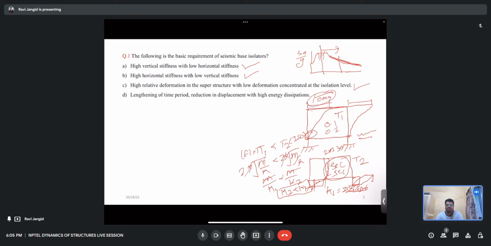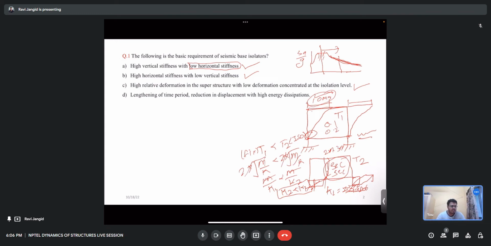So in the first option, we have high vertical stiffness and low horizontal stiffness, and the other is the vertical stiffness. We don't want our structure to deflect, we don't want it to deflect vertically.